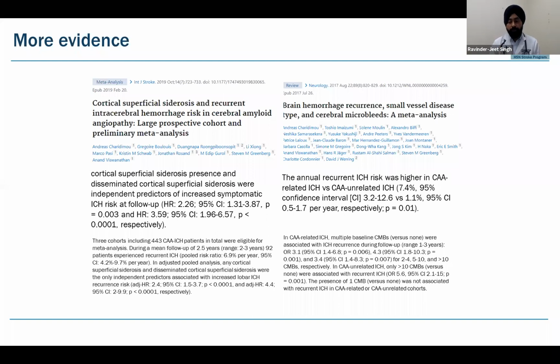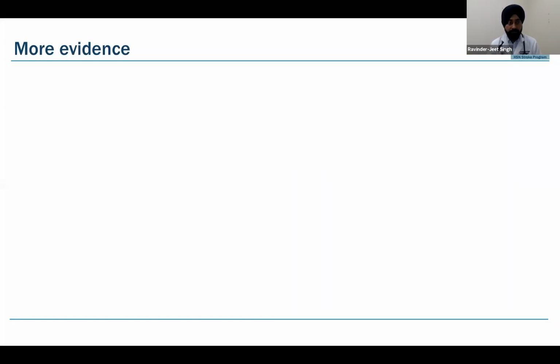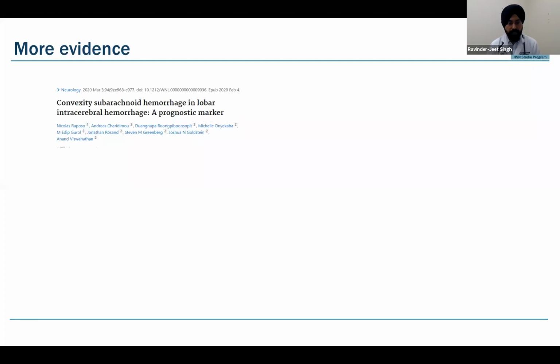The more the number of microbleeds, the higher the risk of recurrence or the first ICH. And then finally, we are seeing this new phenotype, which is convexity subarachnoid hemorrhages, which were previously documented in patients with trauma, subsequently noticed to be a marker of cerebral venous sinus thrombosis, and now are being increasingly reported in patients with cerebral amyloid angiopathy.